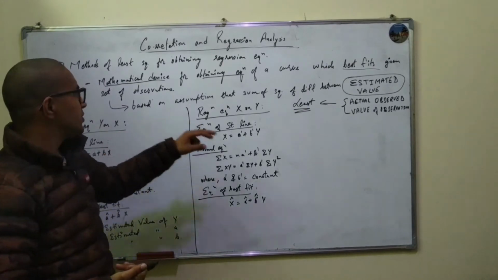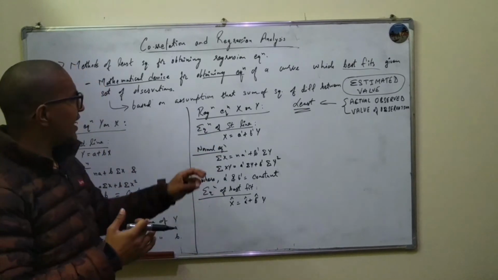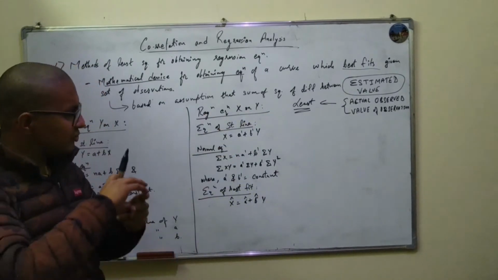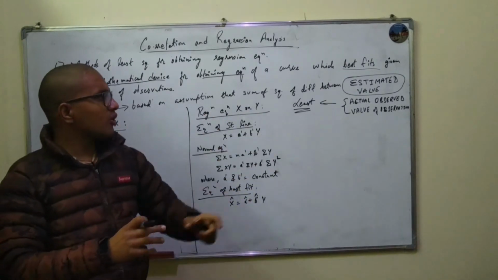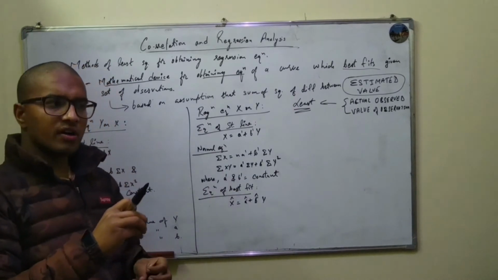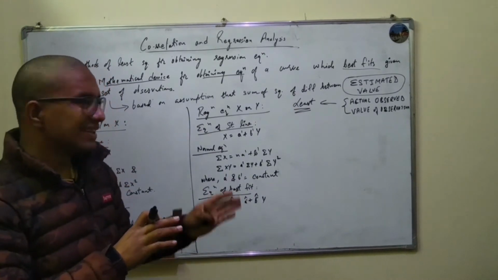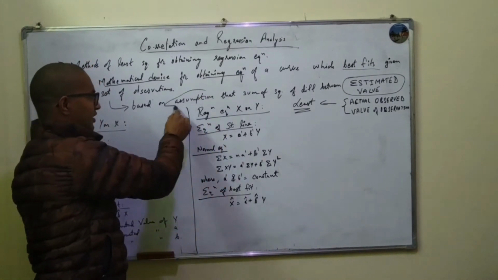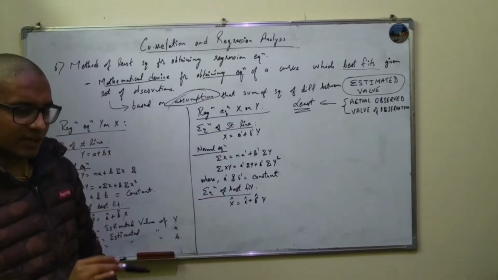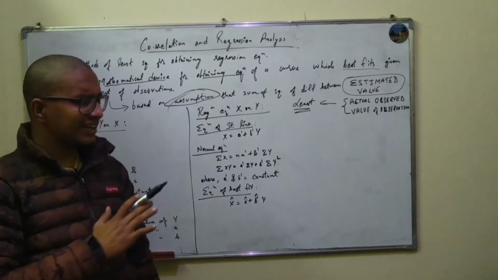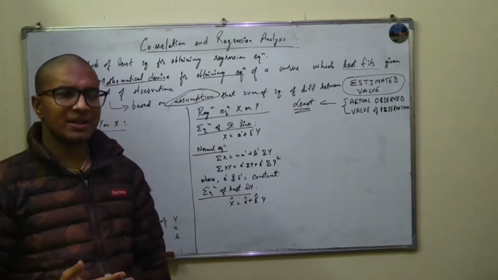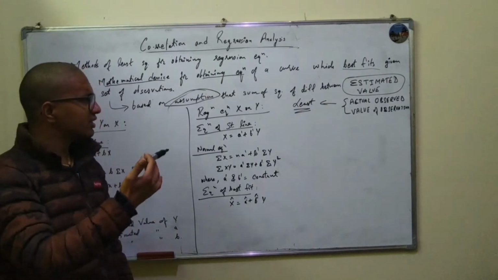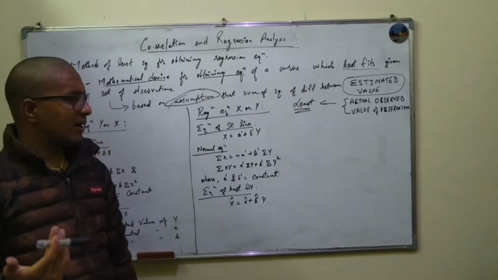It is based on the assumption that the sum of the squares of the differences between the estimated values and the actual observed values is least. That's what it is based upon. This is a very important thing. As I told you, we will be using this method very little, and we will be using the other method because I prefer that. If you want me to do this method as well, I'll do it. Doesn't really matter.